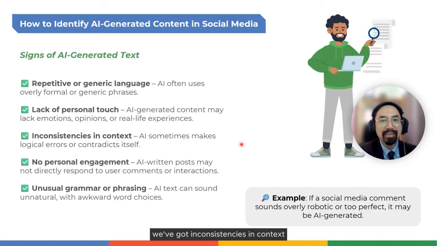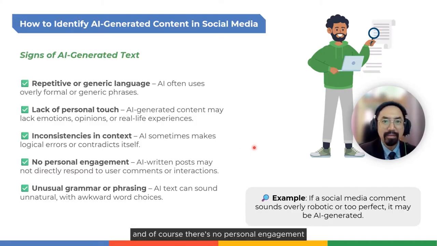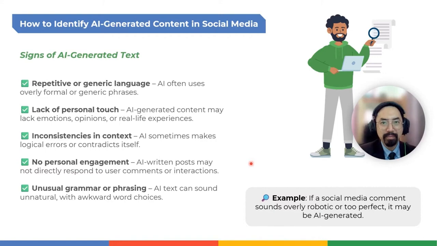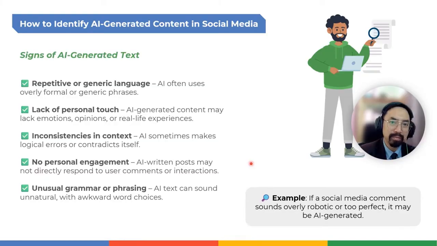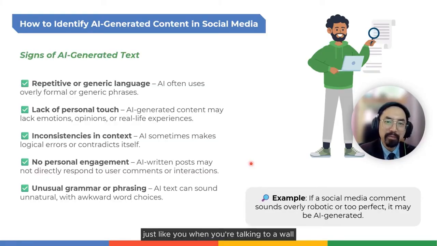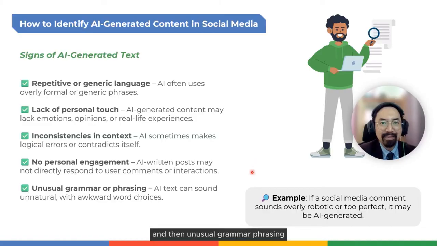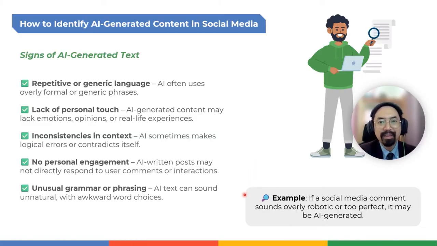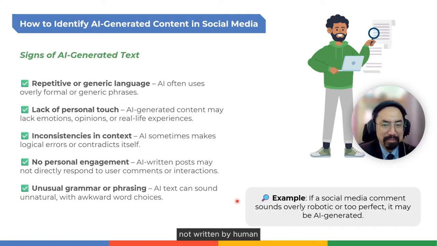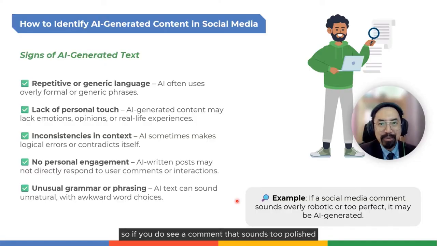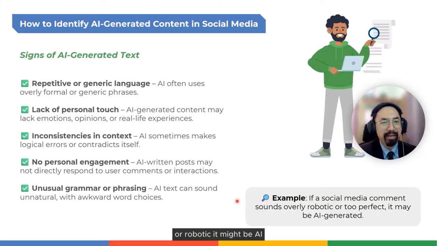We've got inconsistencies in context, where sometimes the AI contradicts itself or jumps between ideas that don't really connect. And of course, there's no personal engagement. AI written comments often ignore the conversation happening around them, just like when you're talking to a wall. And then, unusual grammar and phrasing. Sentences may sound off, like they were translated by a machine, not written by a human. So if you do see a comment that sounds too polished or robotic, it might be AI.